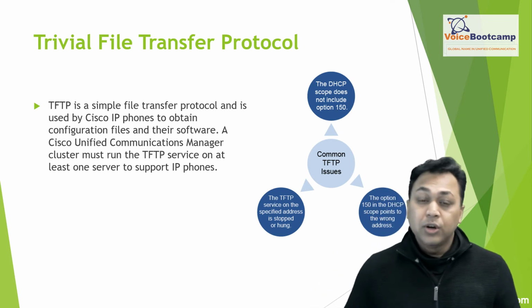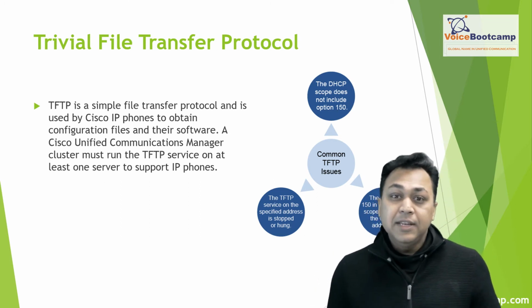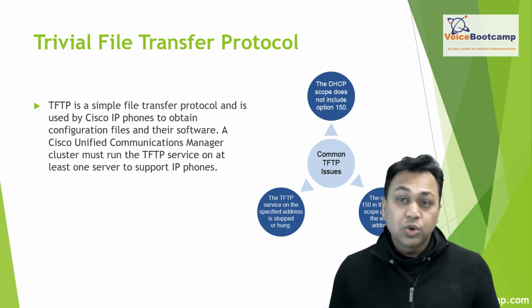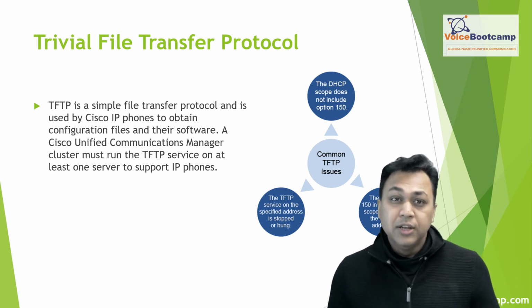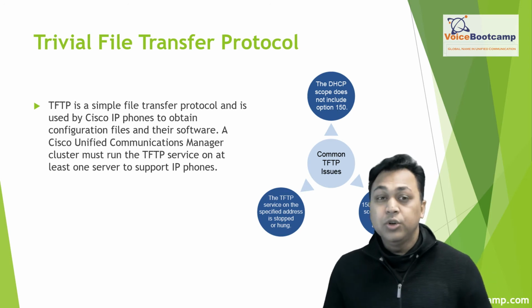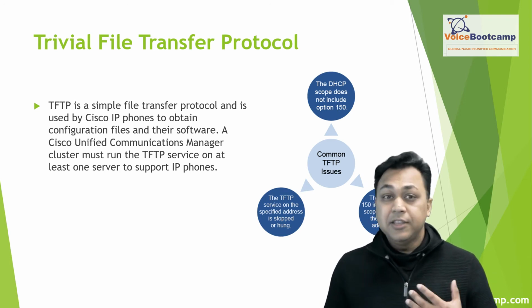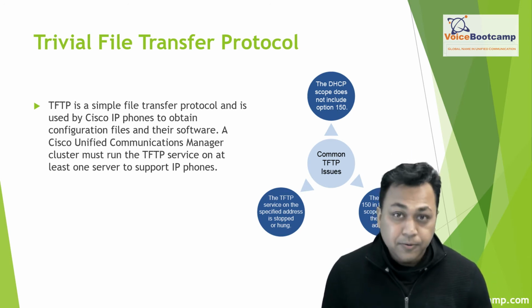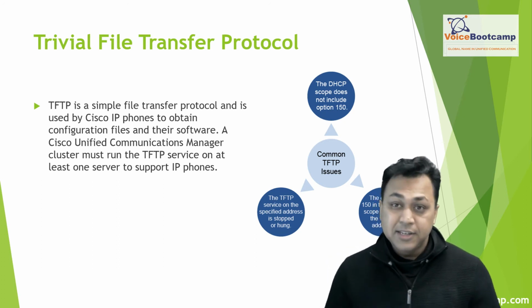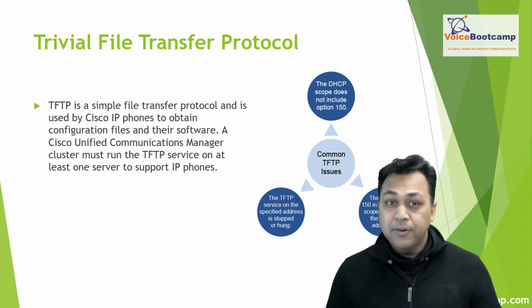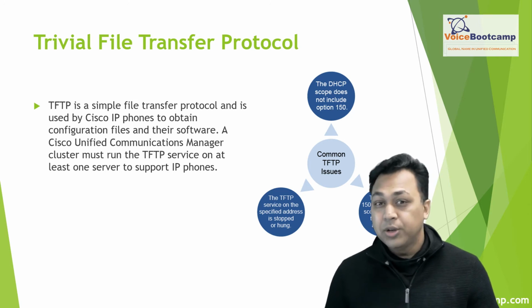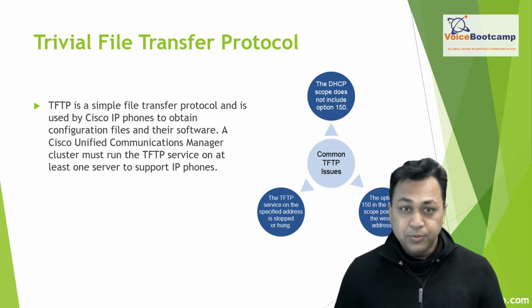Network and user localization. Now, this is specific to country-specific tones. So if you have a certain country and they require a certain specific tone, you would need to specify the network and user localization file, which will be available on the TFTP server. Ringer file, different ringtones can be downloaded from the TFTP server to the phone as well.